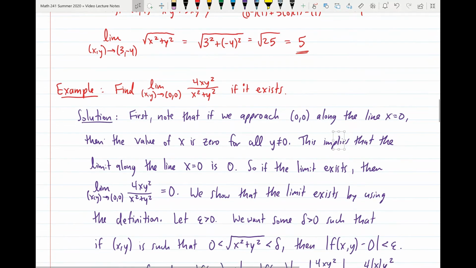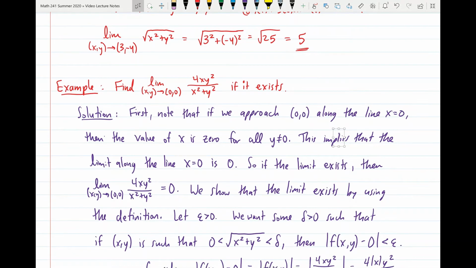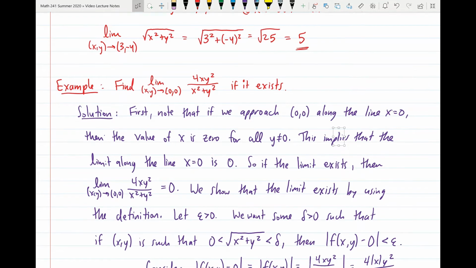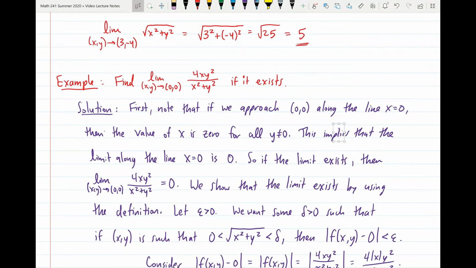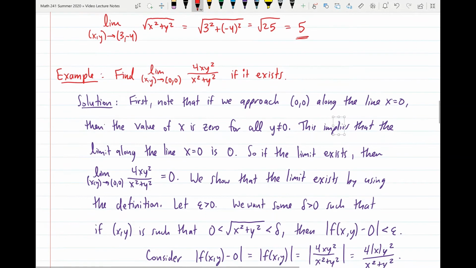But in this example, we're going to show that a limit does exist, and we're going to find what that limit is. So we're going to find the limit as xy goes to 0, 0 of 4xy squared divided by x squared plus y squared, if it exists. And spoiler alert, the limit does exist, which we will show below.